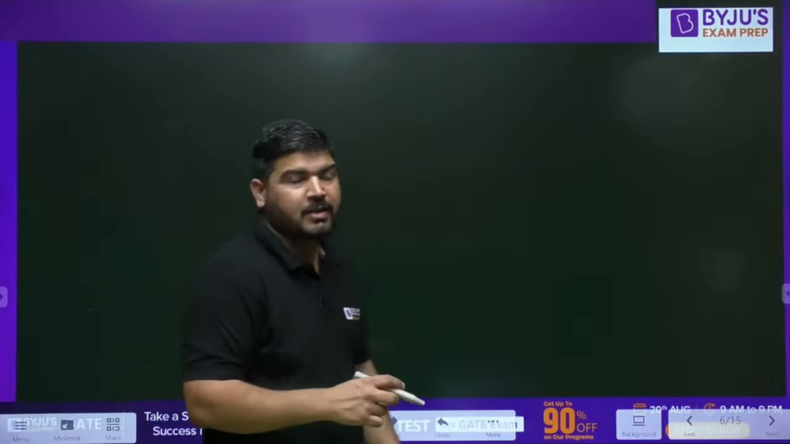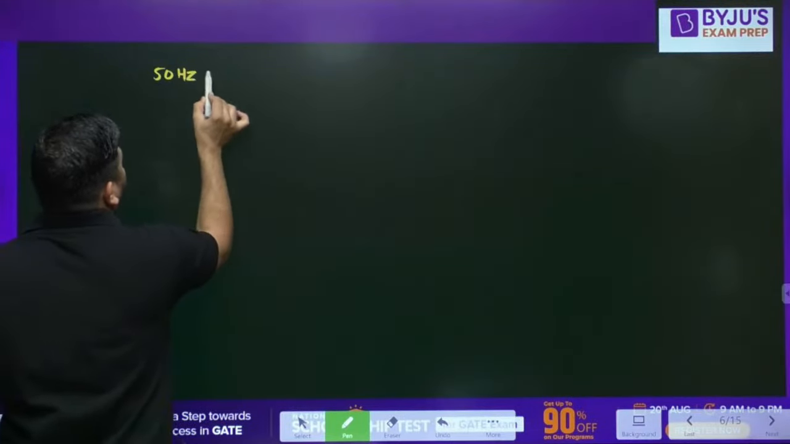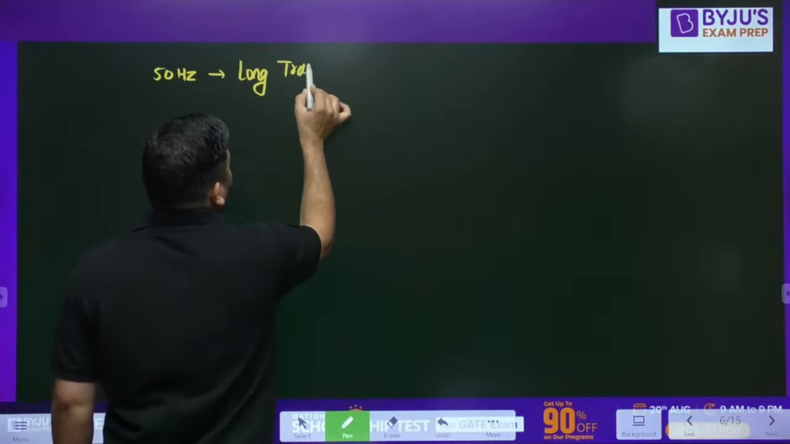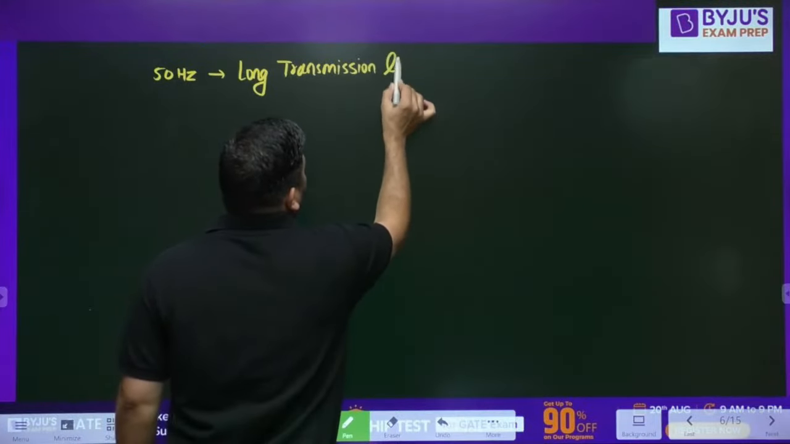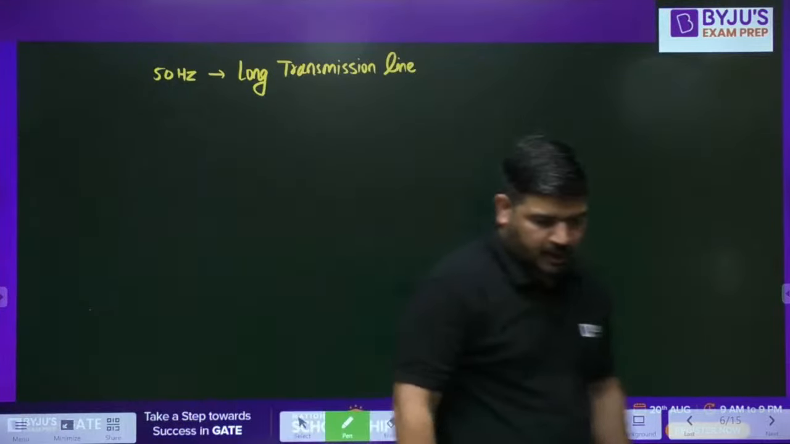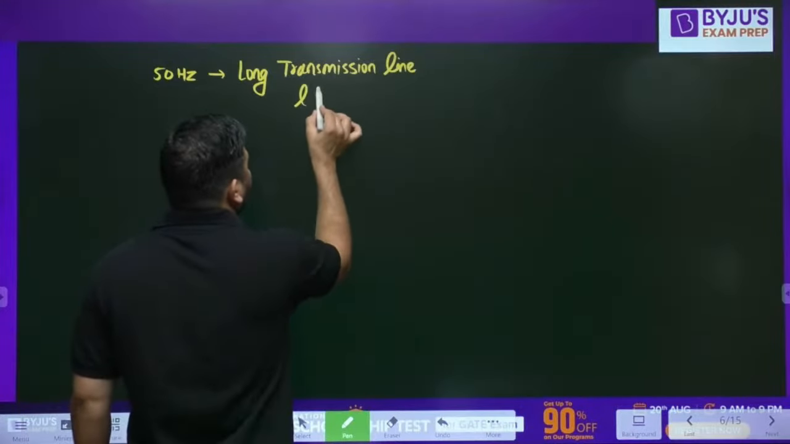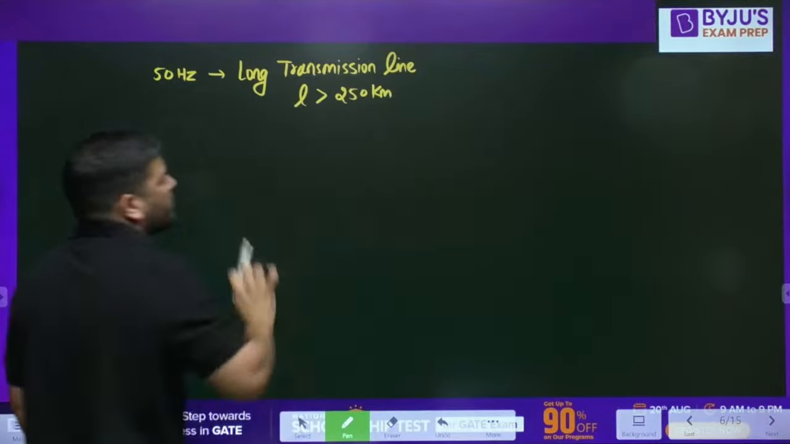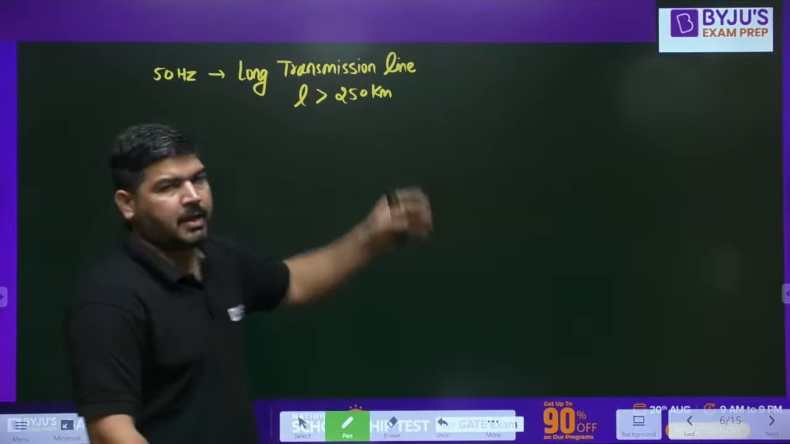It's for electrical engineering students, so I'm taking 50 hertz supply, and I'm taking long transmission line. Now tell me, guys, at 50 hertz, when you say that the line is a long transmission line, obviously according to the length, if the length of the line is greater than 250 kilometer, it's just an approximate idea, then we call it a long transmission line.